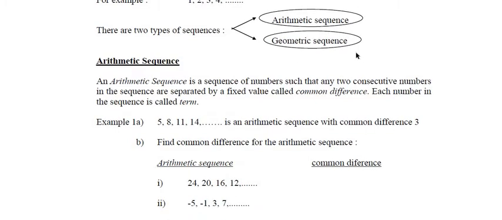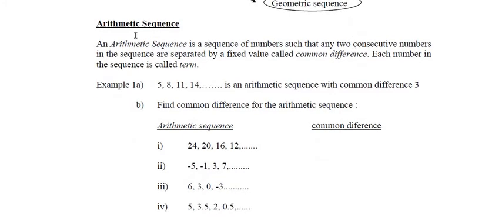Let's look at the first type of sequence, which is arithmetic sequence. Okay, an arithmetic sequence is a sequence of numbers such that any two consecutive numbers in the sequence are separated by a fixed value called common difference. Each number in the sequence is called term. Okay, arithmetic sequence bila kita ada satu urutan nombor yang mempunyai perbezaan yang sama. Okay, setiap nombor itu kita panggil sebagai term.